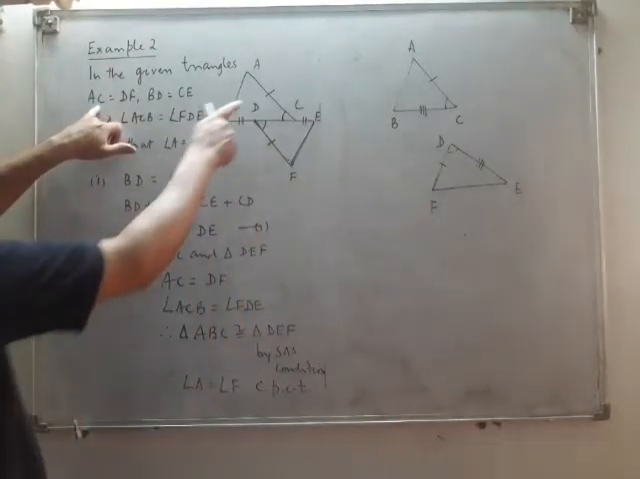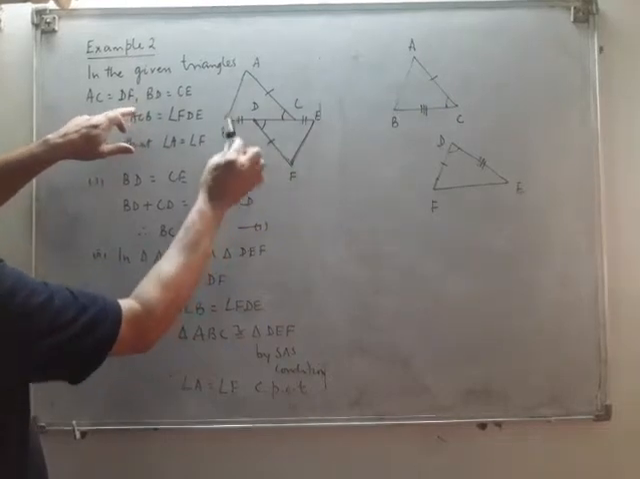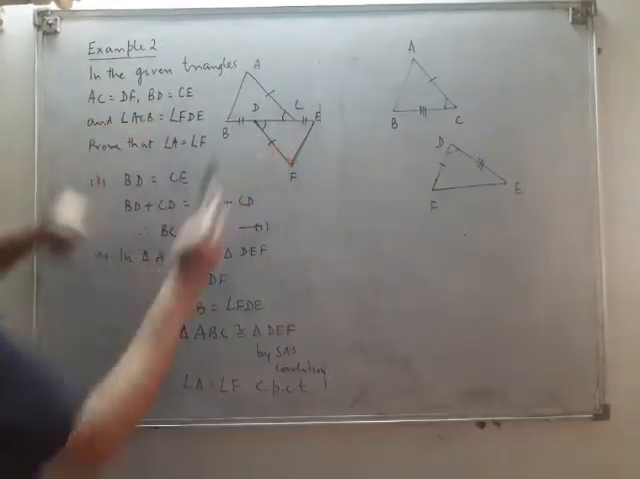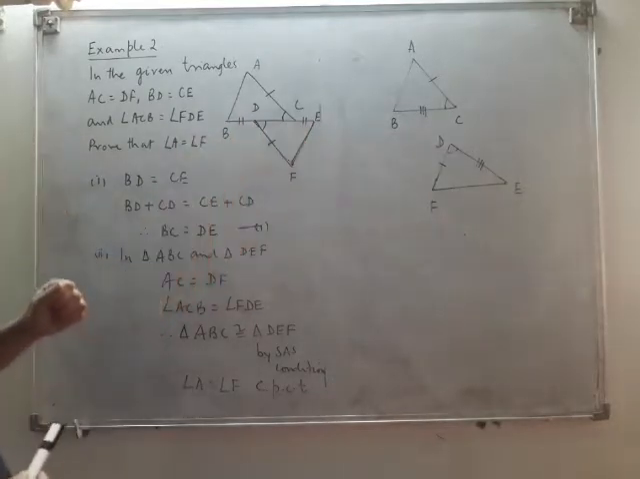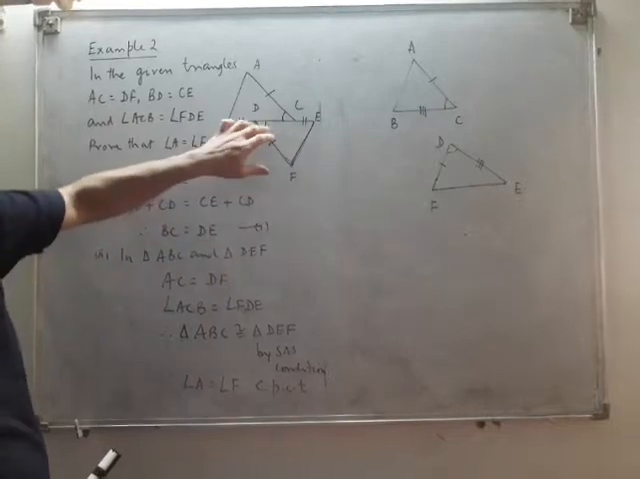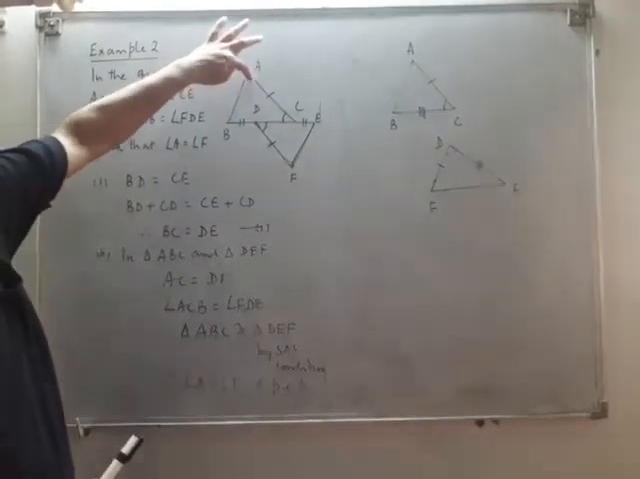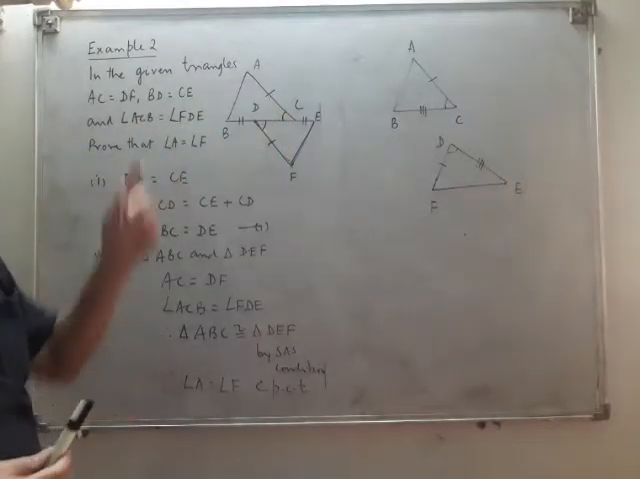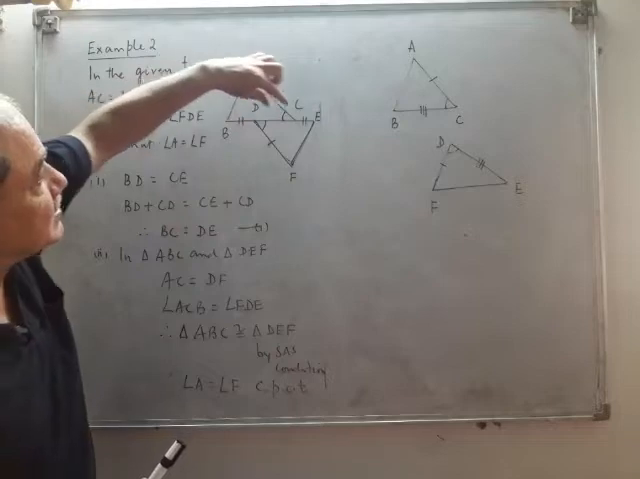But we are given AC equal to DF, BD equal to CE. Can you see here? BD is equal to CE. And angle ACB equals angle FDE. We have to prove that angle A is equal to angle F. We are given AC equal to DF. We are given BD equal to CE.